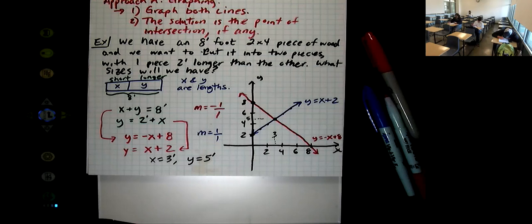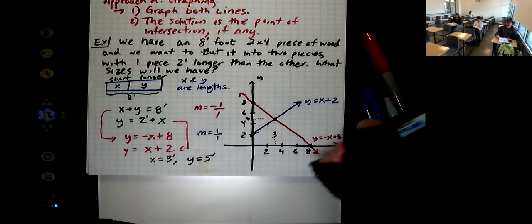We can check it. Do they add up to 8 feet? Yeah. Is one 2 feet longer than the other? 5 feet is 2 feet longer than 3. So yeah, we meet that one too. So that's the idea of solving them graphically.